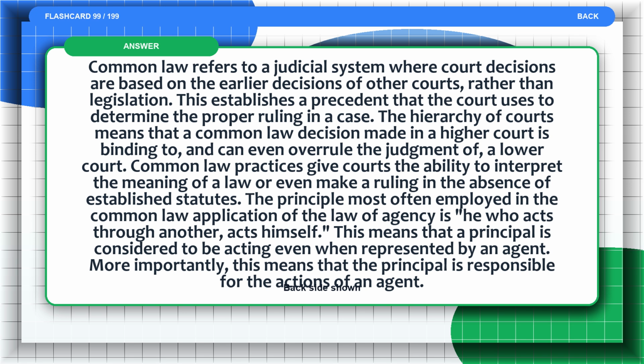The hierarchy of courts means that a common law decision made in a higher court is binding to, and can even overrule the judgment of, a lower court. Common law practices give courts the ability to interpret the meaning of a law or even make a ruling in the absence of established statutes. The principle most often employed in the common law application of the law of agency is he who acts through another, acts himself. This means that a principal is considered to be acting even when represented by an agent. More importantly, this means that the principal is responsible for the actions of an agent.